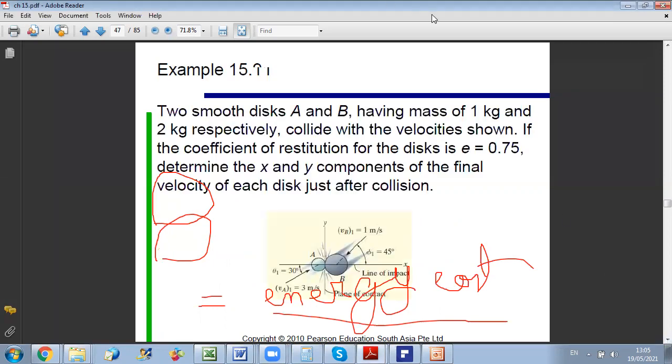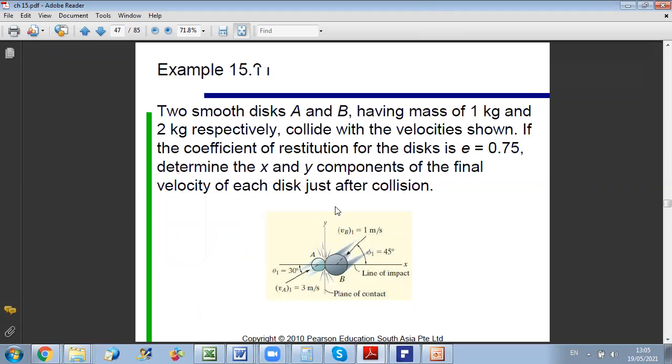Okay. Another problem. Now we will see another case. We saw central and oblique impact, so now we will see the case of oblique impact. We have in this case two smooth disks A and B having masses of 1 kilogram and 2 kilograms respectively, and they collide with the velocities shown. If the coefficient of restitution for the disks is e equals 0.75, determine the x and y components of the final velocity of each disk just after collision.